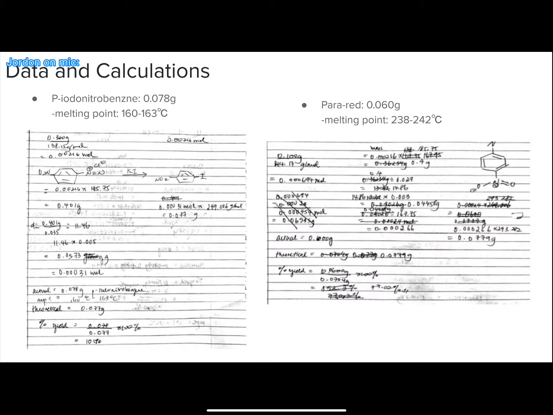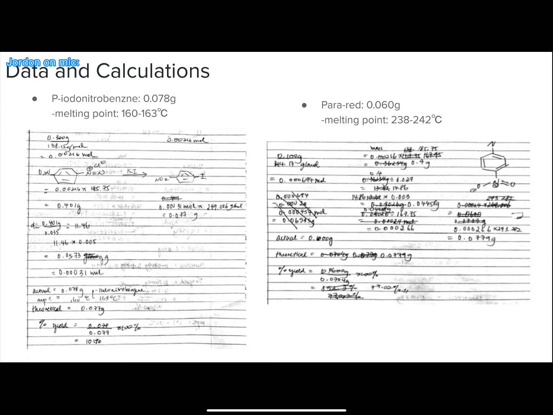Data and calculations. Around 0.078 grams of p-iodonitrobenzene was obtained, with a melting point between 160 and 163 degrees Celsius. This resulted in a percent yield of around 101%. This high yield could be the result of impurities.